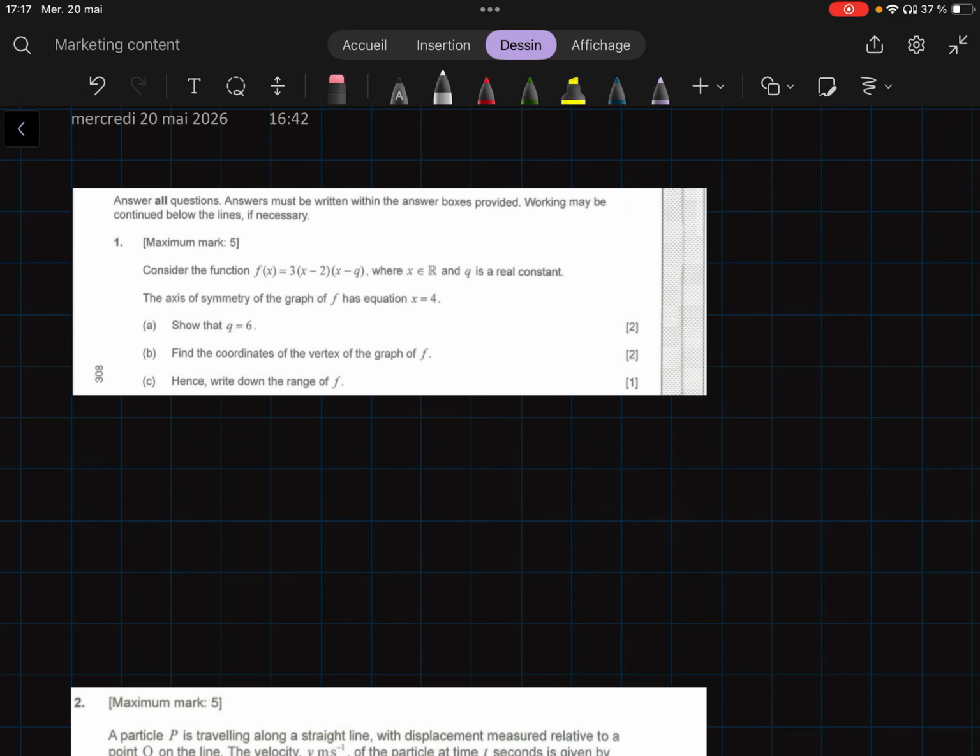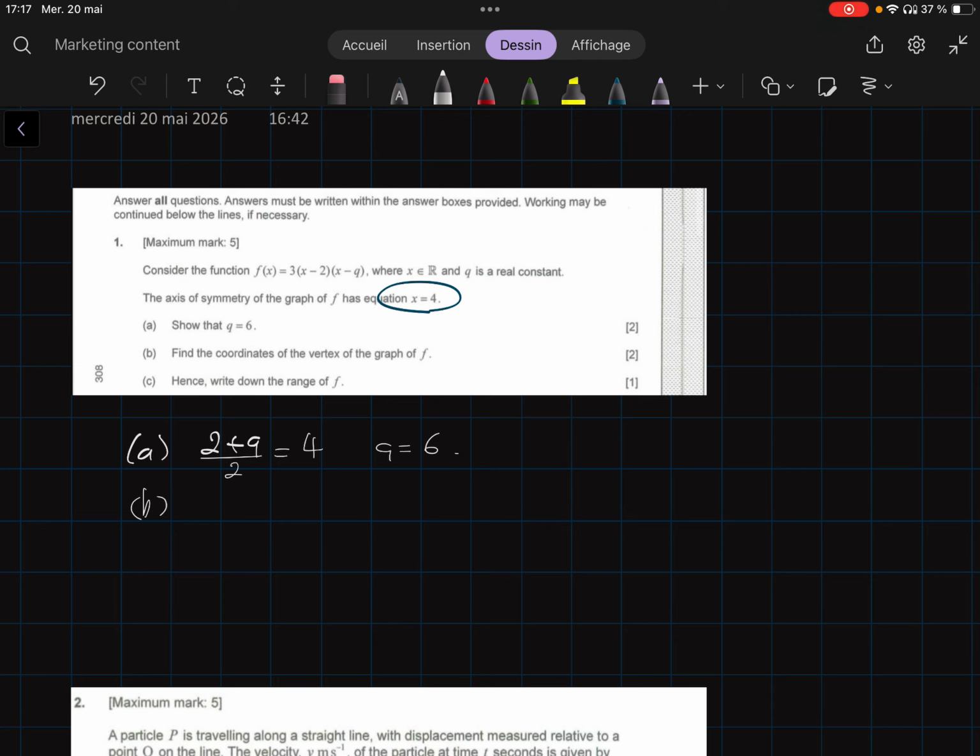A. We know the axis of symmetry is at x equals 4. That means that the roots are on either side of that 4. 2 plus q divided by 2 is equal to 4. q is equal to 6.